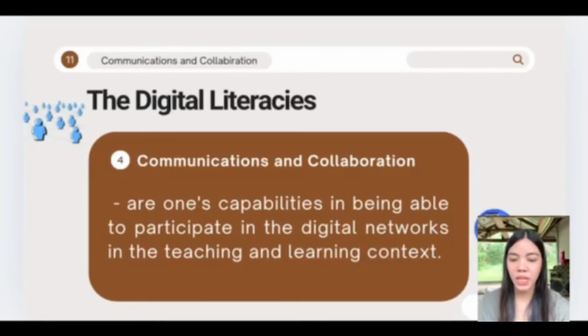Next is communication and collaboration. These are one's capabilities in being able to participate in the digital networks in teaching and learning contexts. These are essential for effective teamwork in the digital world. They involve the exchange of information, ideas, and resources to achieve common goals. Effective communication fosters clarity in roles and expectations, while collaboration brings diverse perspectives together, leading to innovative solutions.